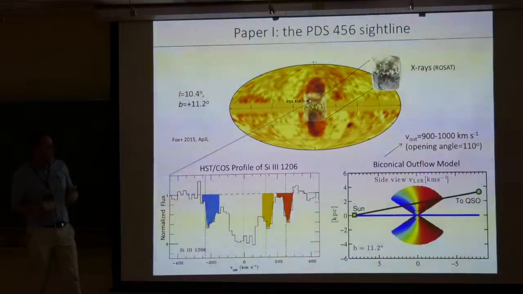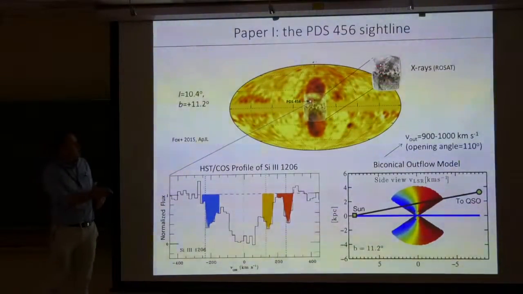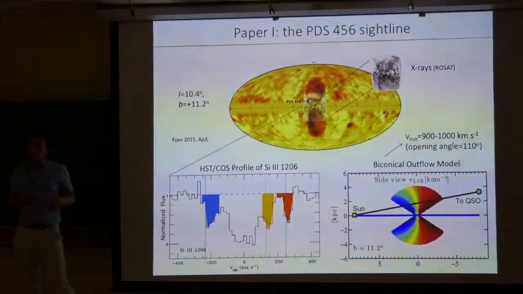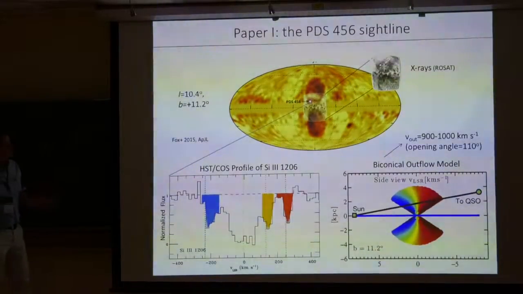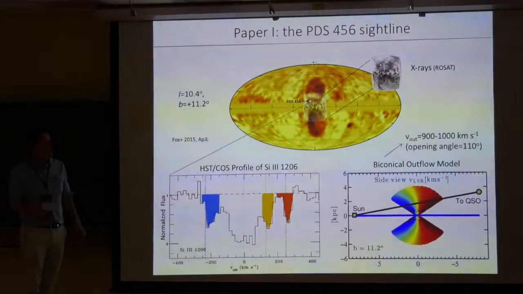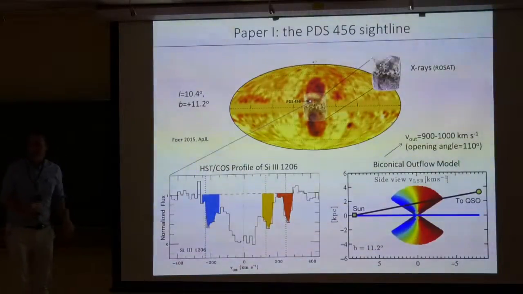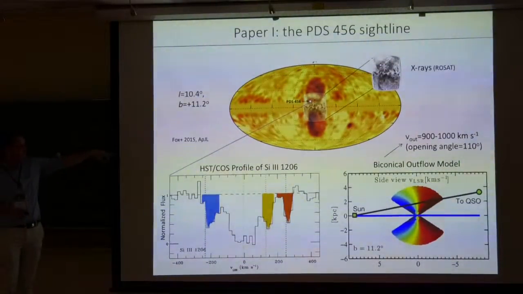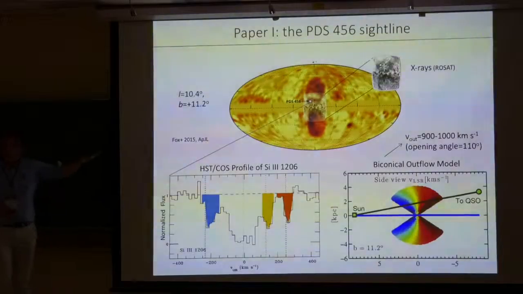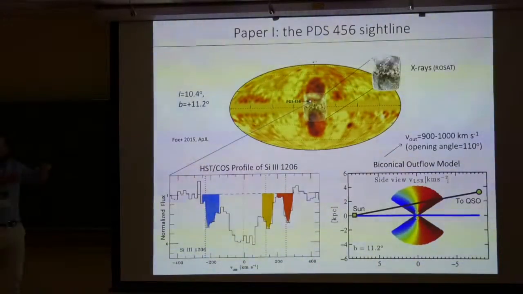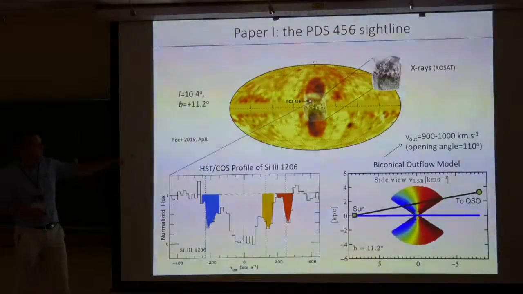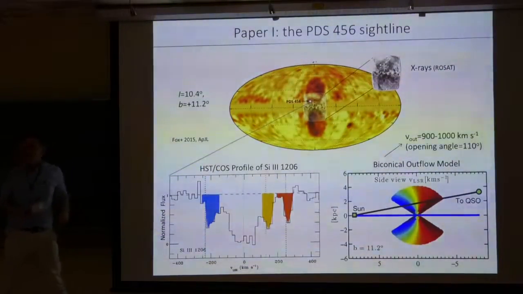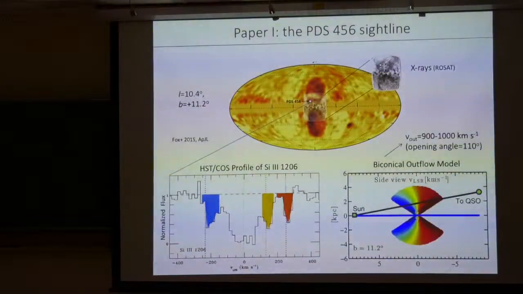In our case, we use an opening angle of 110 degrees, and this was set by looking at the X-ray data and assuming that the UV follows the X-ray curve. Now, of course, that might not be correct, but that was the best available data we had at the time, so we took the opening angle from that. So with that opening angle fixed, you can deproject the line of sight velocities you measure to get the radial outflow speed along the curve. And that's where this outflow velocity of 900 to 1,000 kilometers per second comes from.